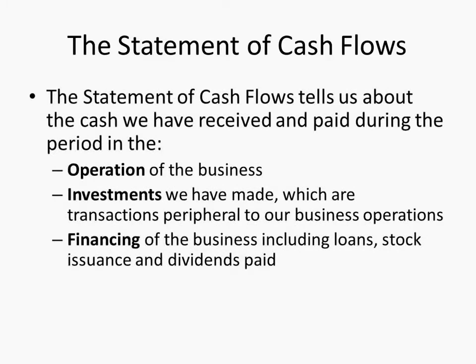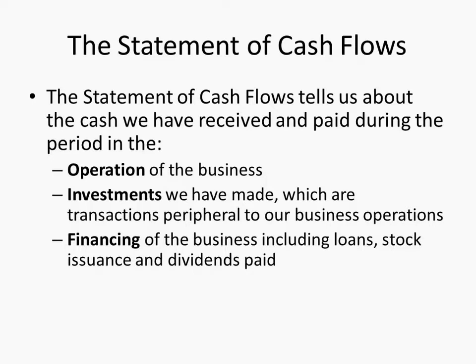Okay? So the statement of cash flows provides us with this incredibly useful information. It tells us how much cash we've received and paid during the period to operate our business, and how much cash we've received or paid from investments that we've made, which are these more peripheral transactions. In the operation of the business, we're talking about how much cash we've received or paid on these sales or on these bills. When we talk about cash received or paid on our investments, we're talking about buying a building, selling a building, something like that.